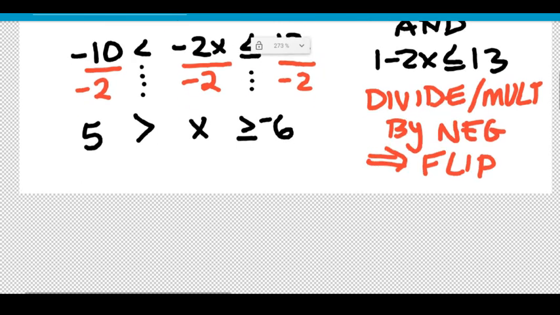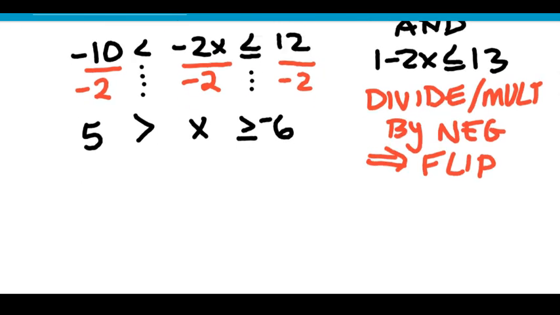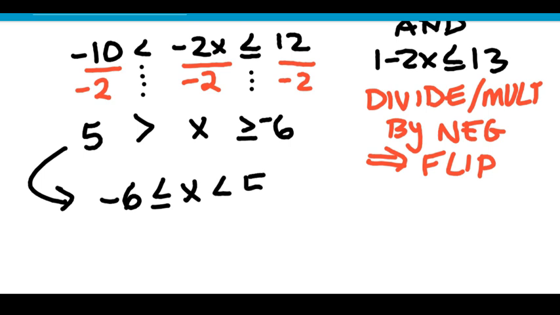Let's just make it look a little better because we usually write it with the smaller number on the left. So the same answer here, this is saying 5 is greater than x, and x is greater than or equal to -6. I want to write it like this. -6 is less than or equal to x. That's the same thing as saying x is bigger than -6. And then x is less than 5, which is the same thing as saying 5 is greater than x. So this is our answer.